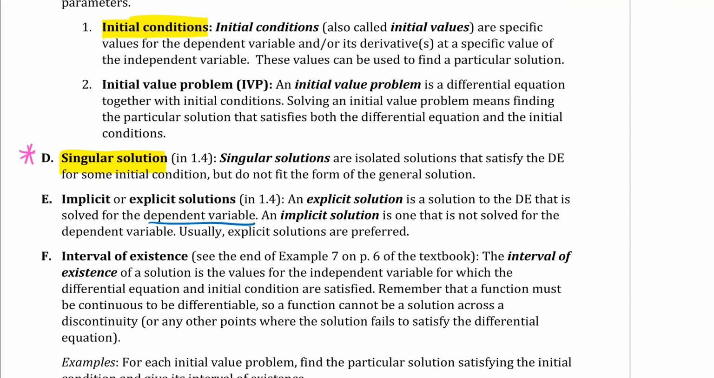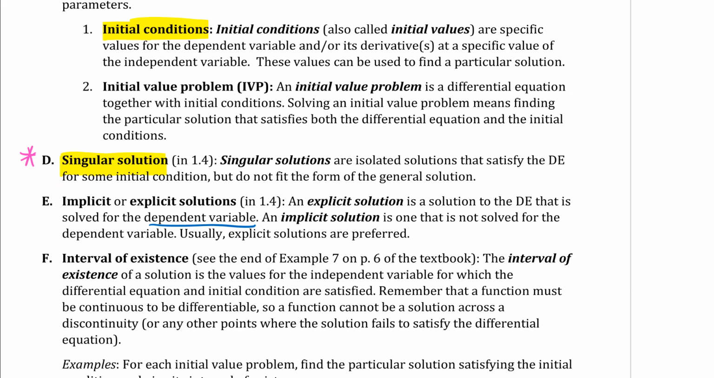All right, and then this next part here is another thing that sometimes students have a really hard time with, so we will keep hitting it over and over until we all get it. Interval of existence. The interval of existence of a solution is the values for the independent or input variable for which the differential equation and initial condition are satisfied. The big tricky part is that a function has to be continuous in order to be differentiable. So when we talk about interval of existence, we cannot go across a discontinuity. There cannot be a solution across a discontinuity, so you have to be careful about that.